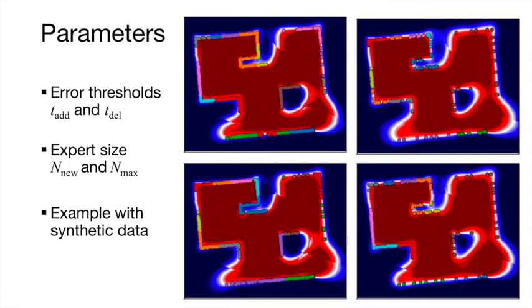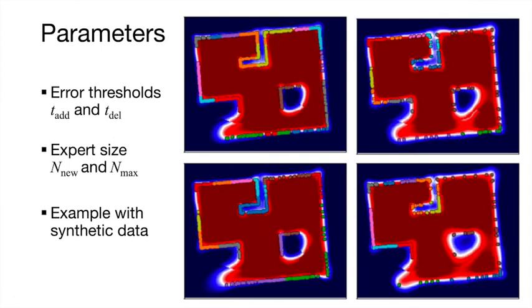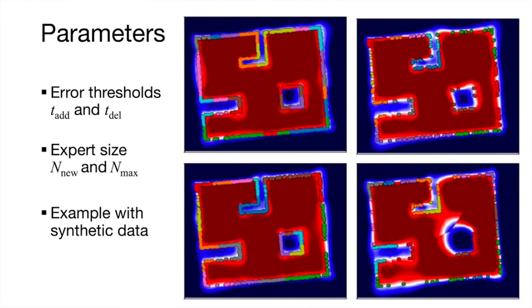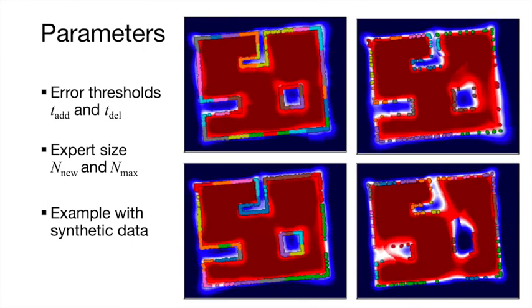Our algorithm has a set of different parameters. One set of parameters controls the error thresholds for inserting pseudo inputs and removing pseudo inputs from local experts, and another set of parameters controls the maximum and minimum size of local experts. Setting these parameters to different values will provide very different models. With small error tolerances, we obtain models which place the pseudo inputs densely and try to precisely model the observed features.